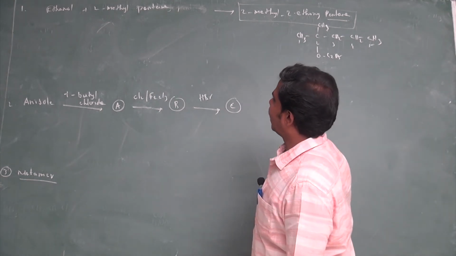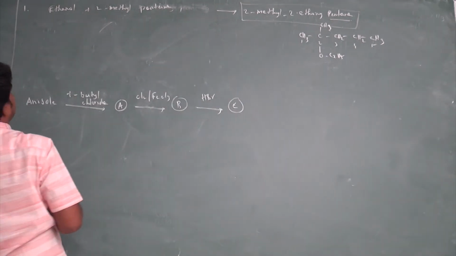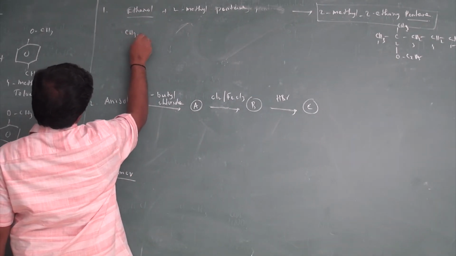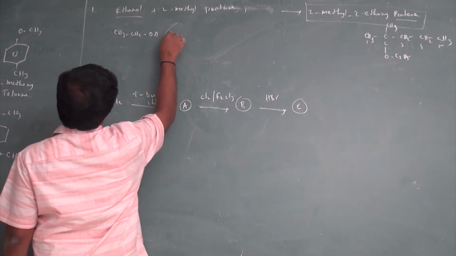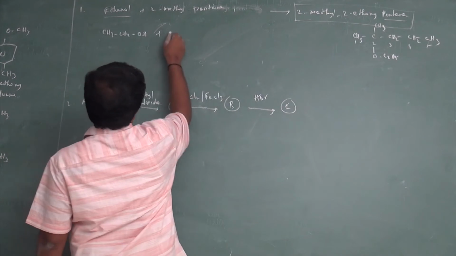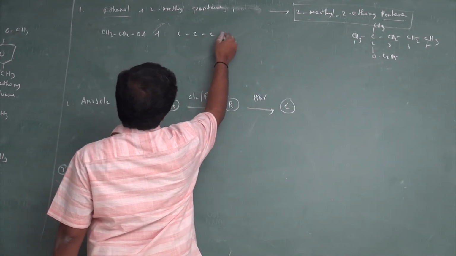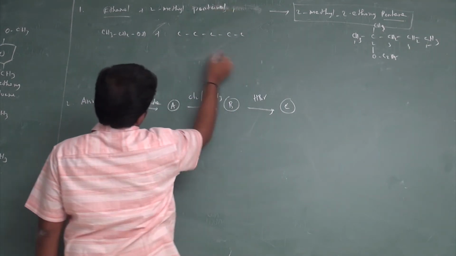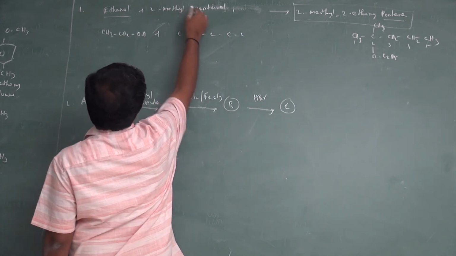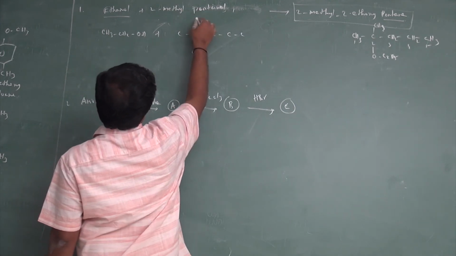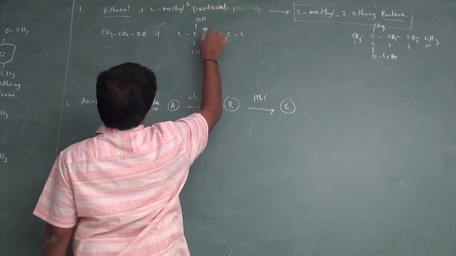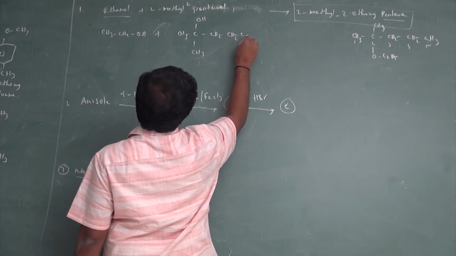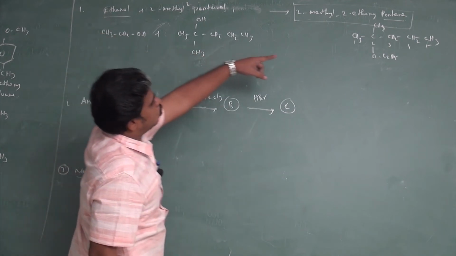Ethanol and 2-methylpentanol. Now, here the ethanol is CH3 and CH2OH. And 2-methylpentanol, it is pentane, that is 5 carbon, it is 2-methyl, pentanol. So, here 2-methyl-2-pentanol. Here a methyl group and here an OH group. So, 2-methyl-2-pentanol is CH3 and here CH2 and CH2 and CH3. From this we want to prepare this.